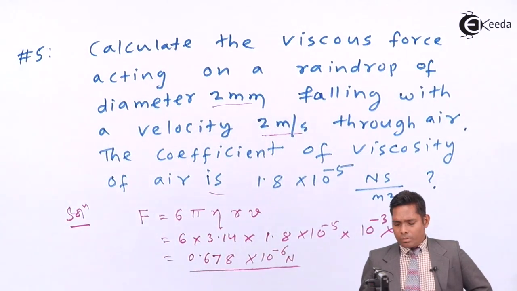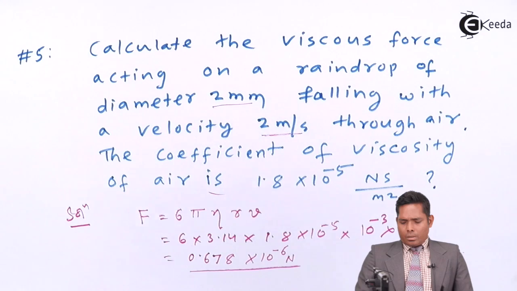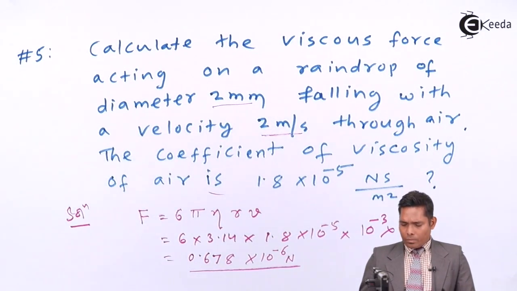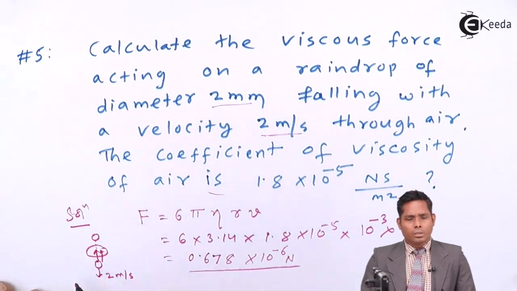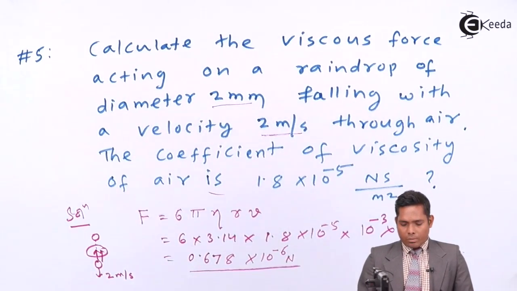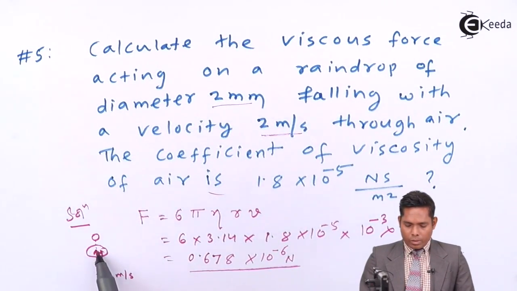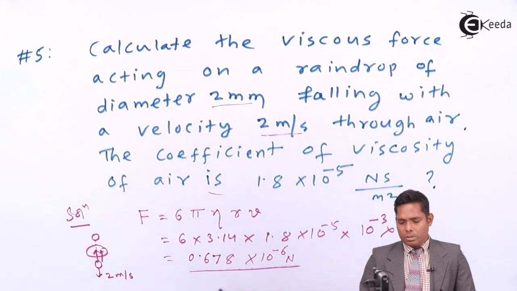This is a very small viscous force that is acting, but whatever it is, this is the viscous force when a raindrop falls and attains a terminal velocity of 2 meter per second. At that time its weight, the buoyancy and the upward force together balance this. Out of these two, one is the viscous force, another is the buoyancy force. The viscous force is this much Newton. Okay, thank you.